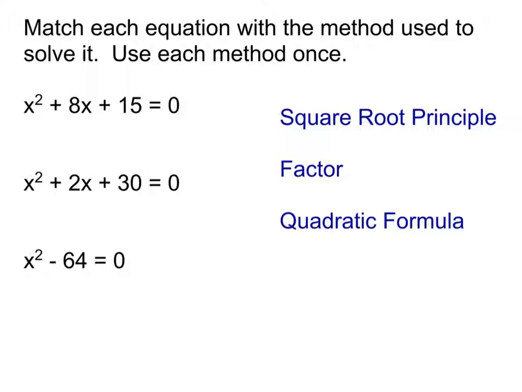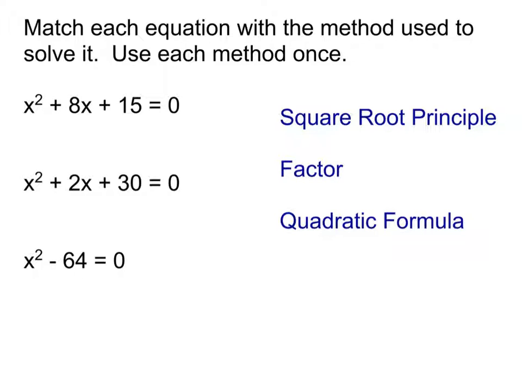All right, so now we're taking a look at how do we know when to use each method, because we've learned all these different methods, but now you're going to start seeing them all mixed up, and the first thing you have to do is decide which one do I use. So we got 3 different methods that we've learned so far. We got the square root principle. That's just a fancy name for you take the square root of both sides of the equation. We have factoring, and we have quadratic formula.